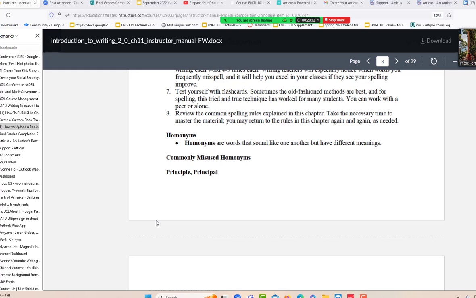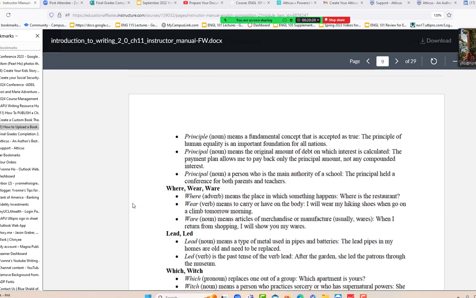Homonyms. Homonyms are words that sound like one another but have different meanings. Commonly misused homonyms. Principle and principal. Principle means fundamental concept that is accepted as true. Principal means the original amount of debt on which interest is calculated. Principal, a person who is the main authority of a school. Where. Where means the place in which something happens. Where's the restaurant? Wear. I will wear my hiking shoes. Ware. When I return from shopping, I will show you my wares.